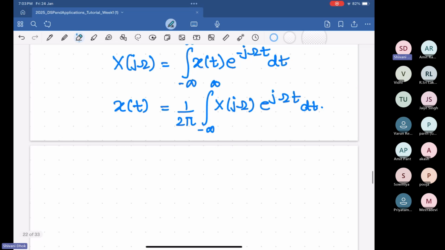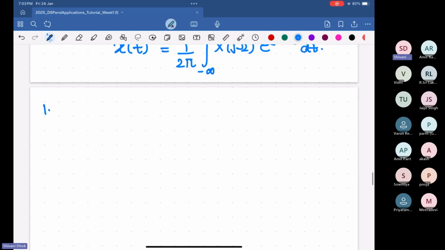Now there are various properties of the continuous time Fourier transform. In the interest of time, I'm not proving them. These proofs are there in the previous course on signals and systems, but I am putting them down so that it will be easy for us to use them. The first property is the linearity property.